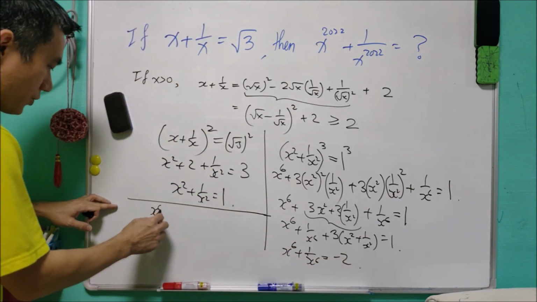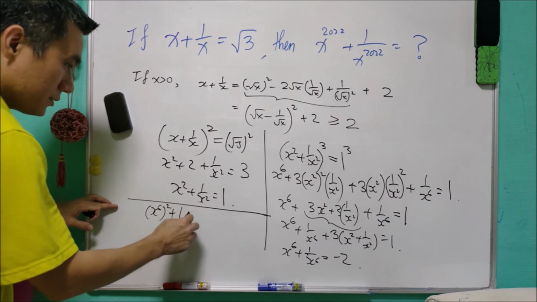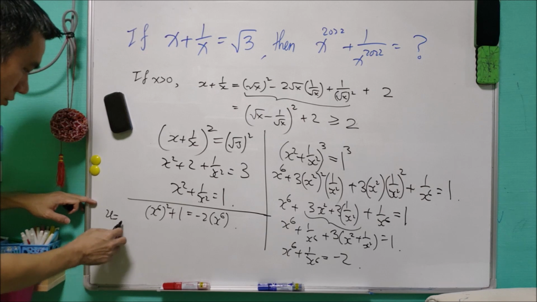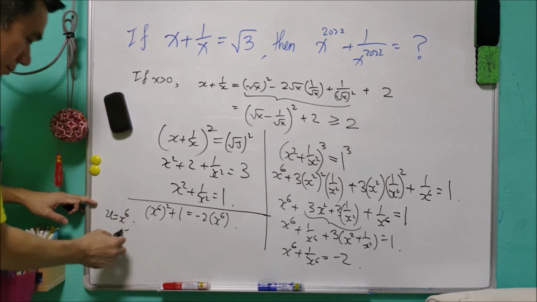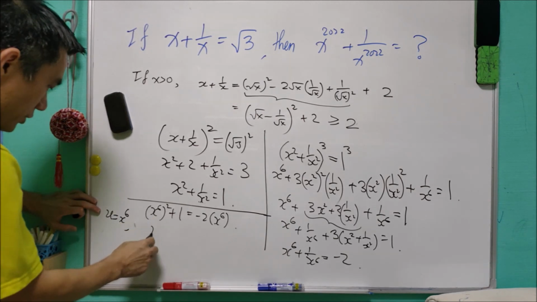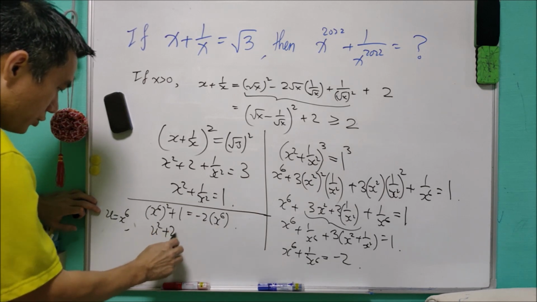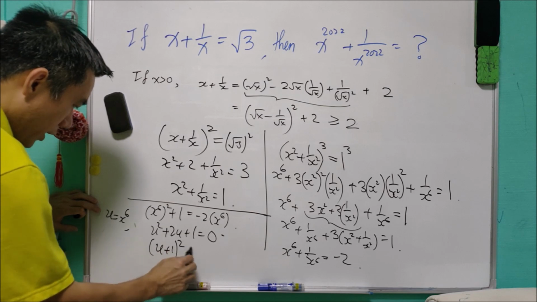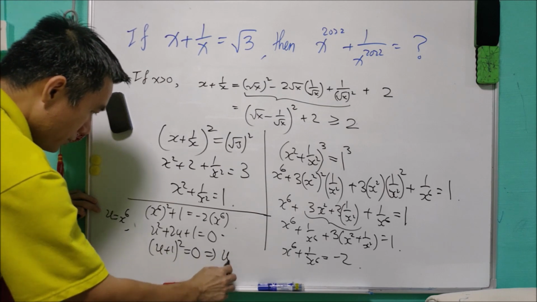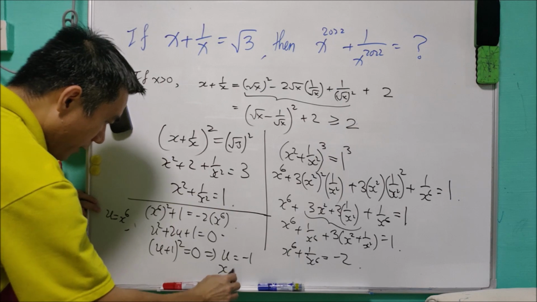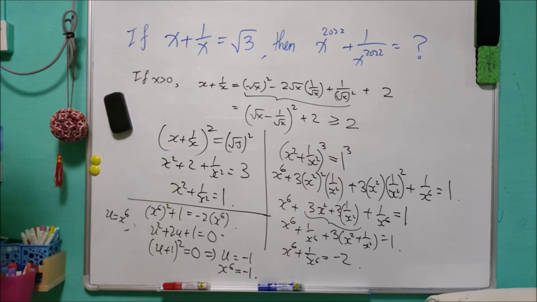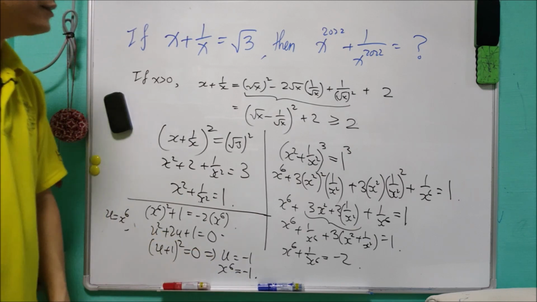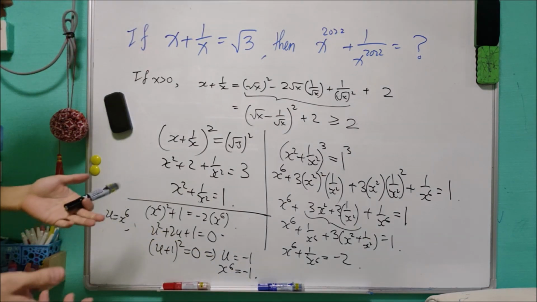It means that x to the power 6 squared plus 1 equals negative 2 times x to the power 6. You may let u equal x to the power 6. Then this will be u squared plus 2u plus 1 equals 0. (u plus 1) squared equals 0, and therefore u equals negative 1. x to the power 6 equals negative 1. Okay, this is important. x to the power 6 equals negative 1 because 2022 is a multiple of 6.